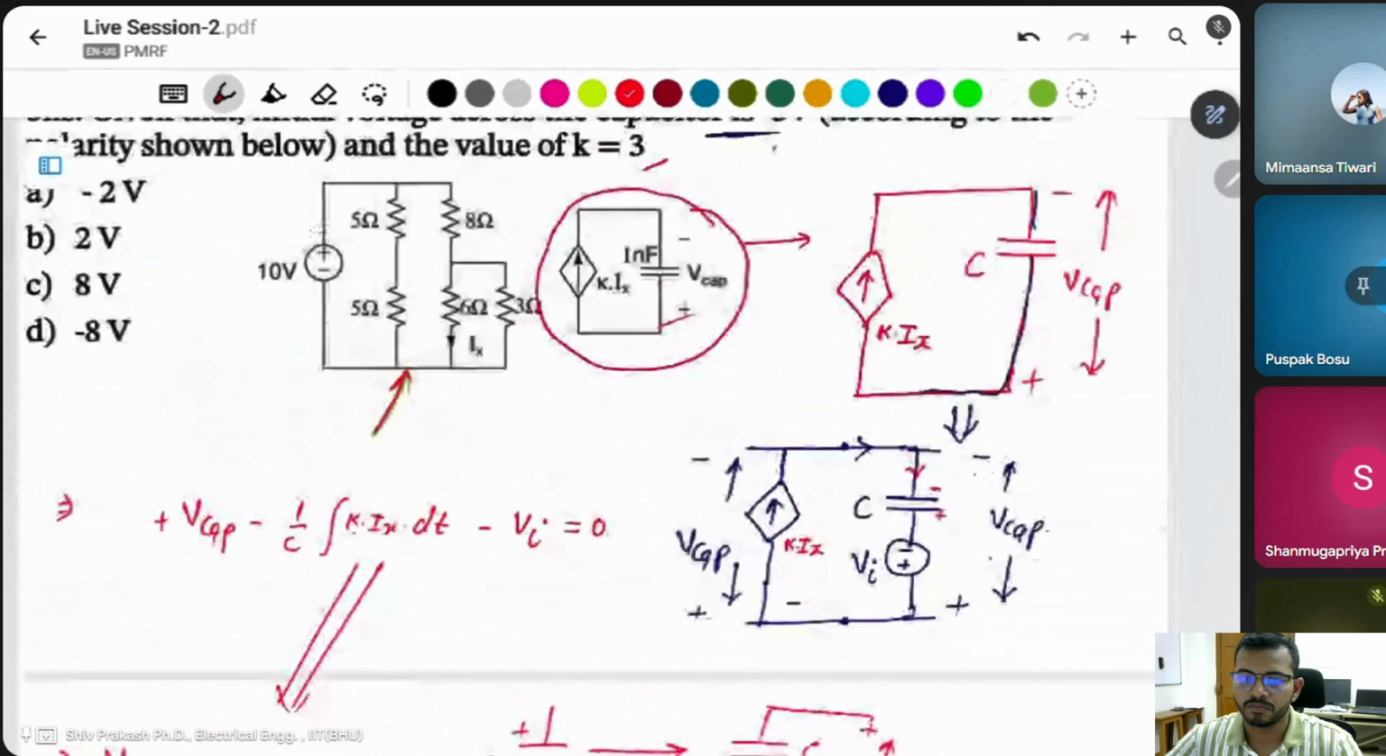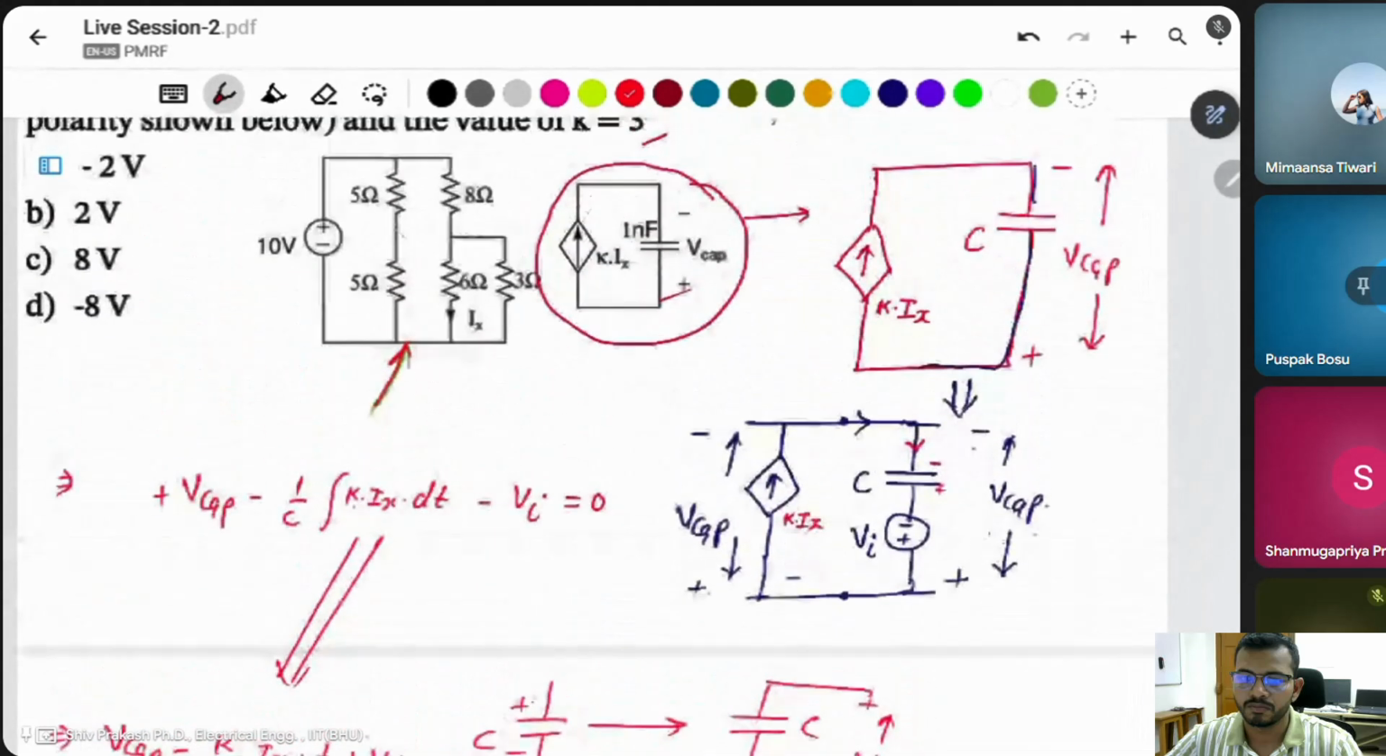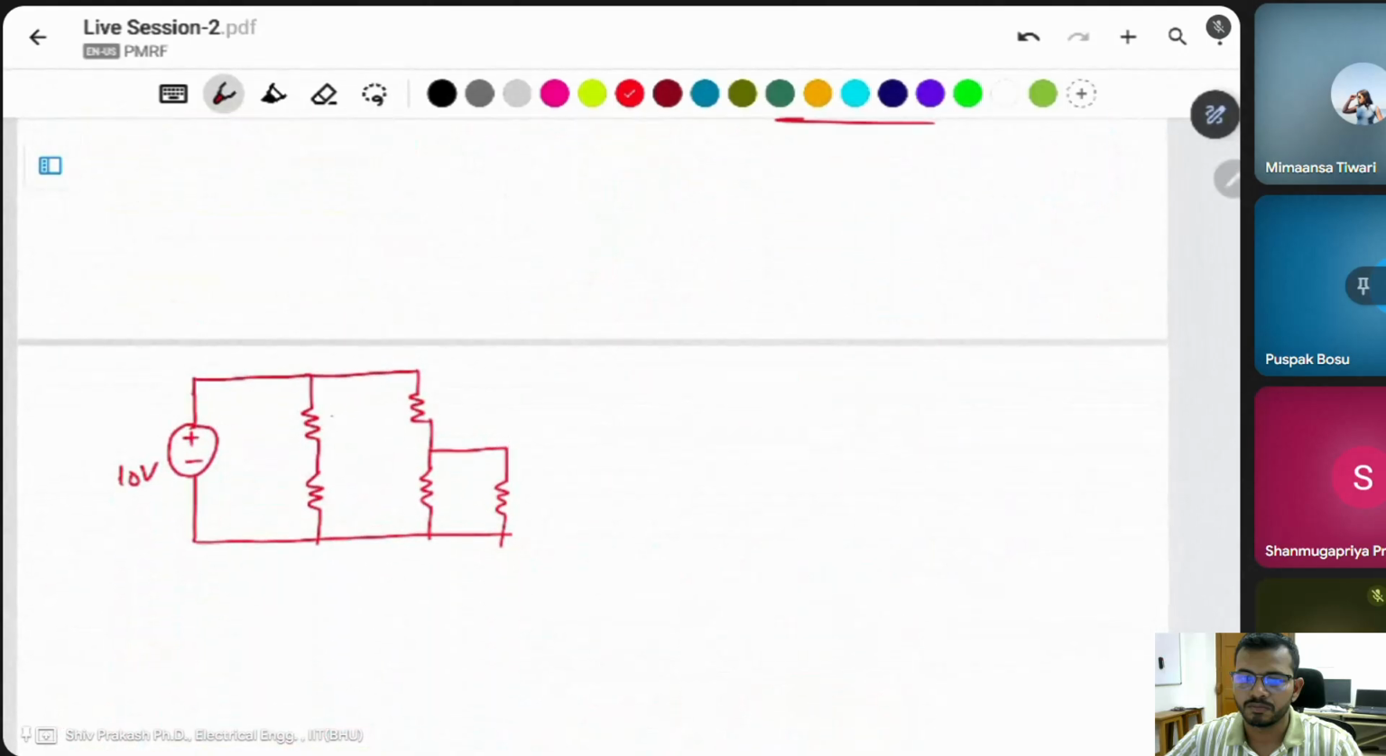The source is 10 volt. This one is 5 ohm. This is also 5 ohm. This is the 8 ohm. This is 6 ohm. This is the 3 ohm. The current asked about in the question is in this branch, Ix. Then you have to find the Ix here. How can you find this? You can find it simply by applying the KVL and KCL.